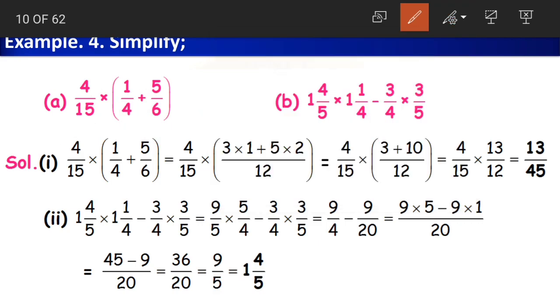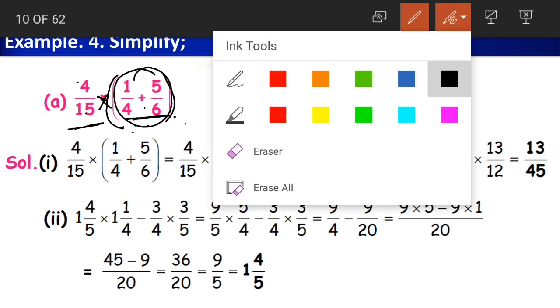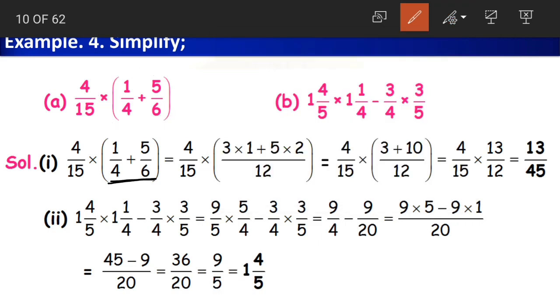Now look at the first question. 4 by 15 into brackets open 1 by 4 plus 5 by 6. Yes students, whenever we have brackets like this, these are called the parentheses. So whenever we have parentheses, our first priority will be the numbers in those parentheses. First solve these numbers and then the sum will be multiplied with the outer number. Clear students? What will be our first priority? The numbers in the parentheses. First solve this part and then multiply it with the outer fraction, that is 4 by 15.